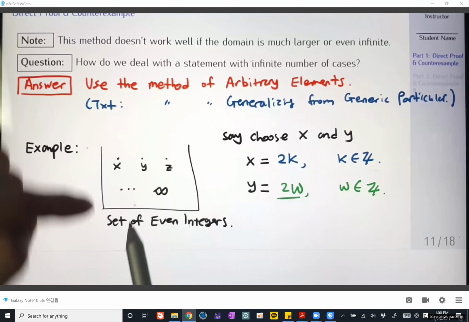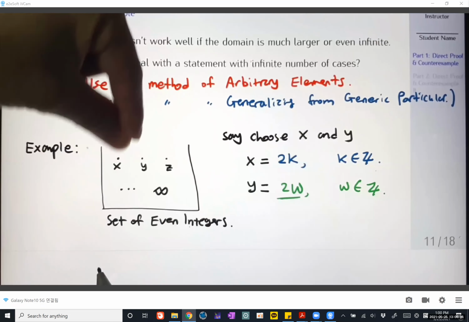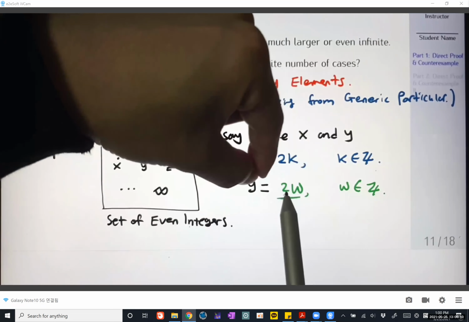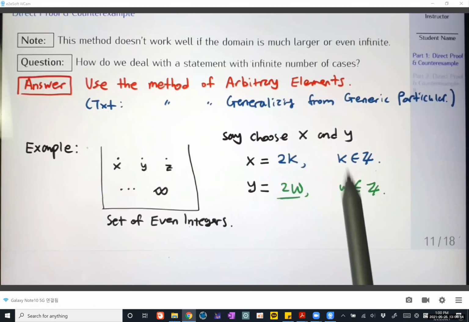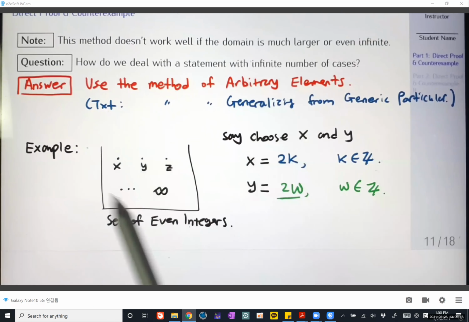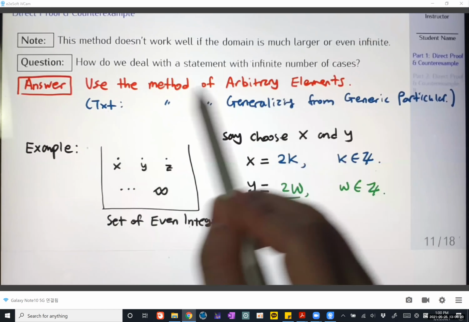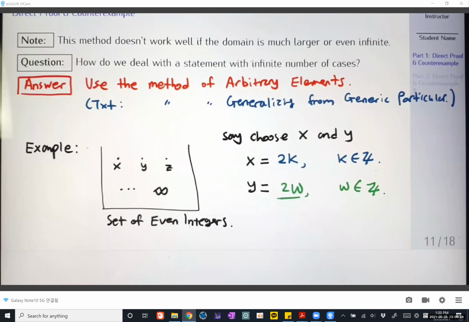Tell me quick yes or no. Do you understand my method of arbitrary elements? Like picking some random integer here, 2K, and then picking another, 2W or 2L, whatever you want to call it. Do you understand 100% so far? Or near to 100? Okay. If you understood this idea, then you're ready to prove the following example. Let it begin.